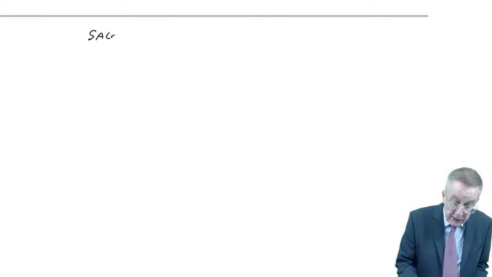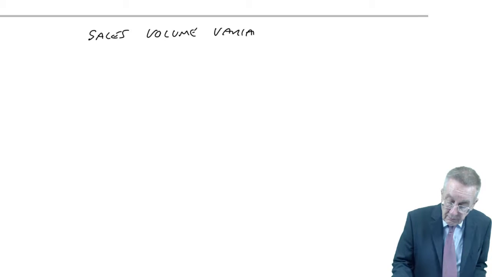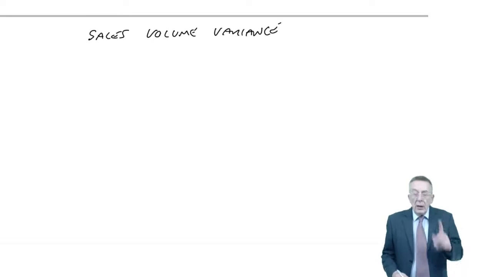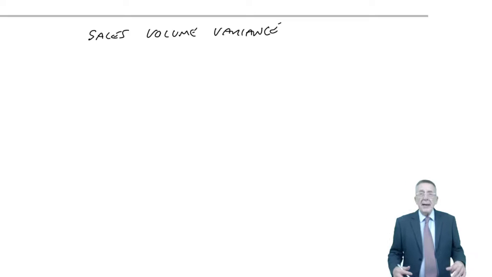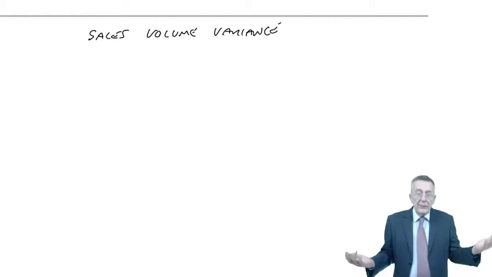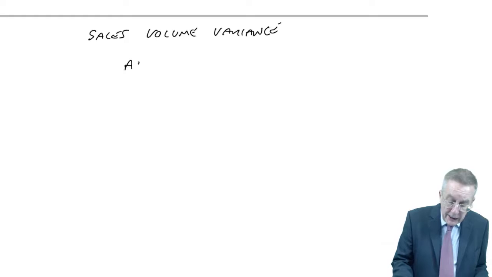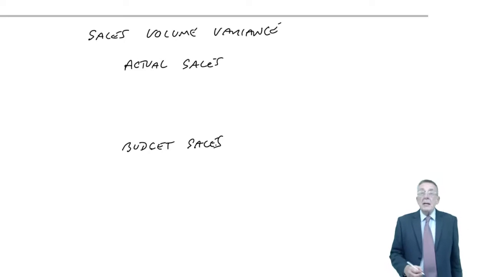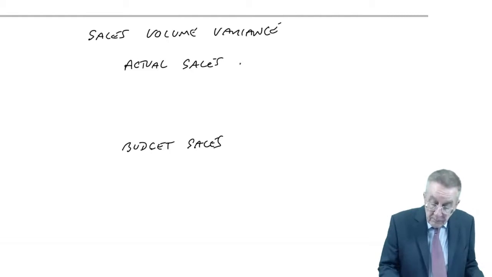What about the other one, though? The other sales variance is the sales volume variance. And how do we normally do it? For sales volume, we're just looking at the effect of selling more or less. If there's one product, we compare the actual sales with the budget sales. And in both cases, we cost out at standard profit.